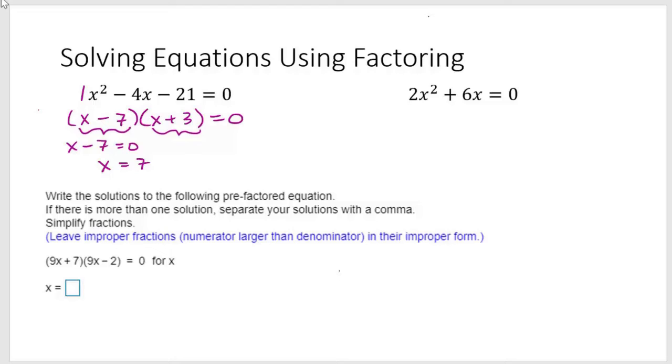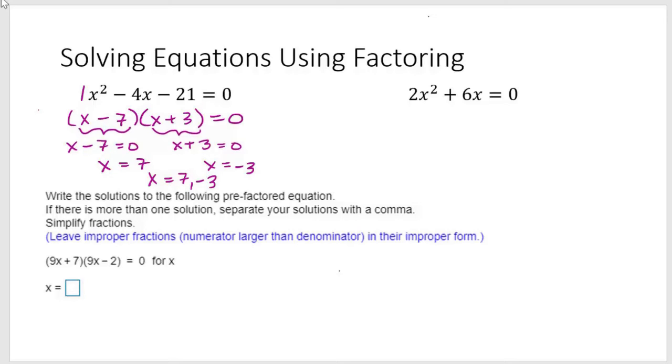All right, what if the second factor is set to 0? If x plus 3 actually gives us 0, in other words, if x is equal to negative 3, that once again means the entire left-hand side is equal to 0. So there are two solutions to this quadratic equation, and they are x is equal to 7 and negative 3. We can write this as x is equal to 7, comma, negative 3.